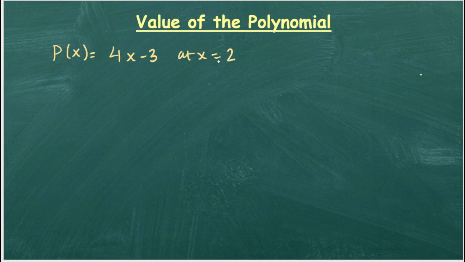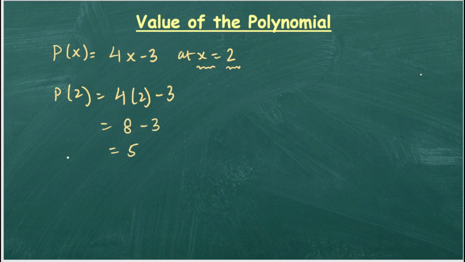Now, finding the value means putting the value of the variable as this number which is given to us in the question. So, if p(x) is this, then p(2) is equal to 4 times, in place of x put 2, minus 3. That's it. Very simple. So 4 times 2 is 8. 8 minus 3 is 5. So p(2) is equal to 5. Or you can say the value of this polynomial at x = 2 is 5.